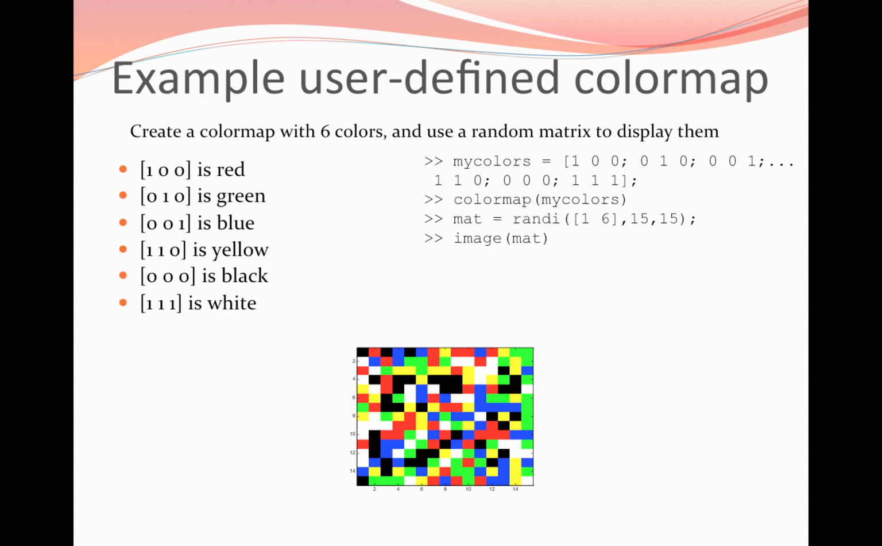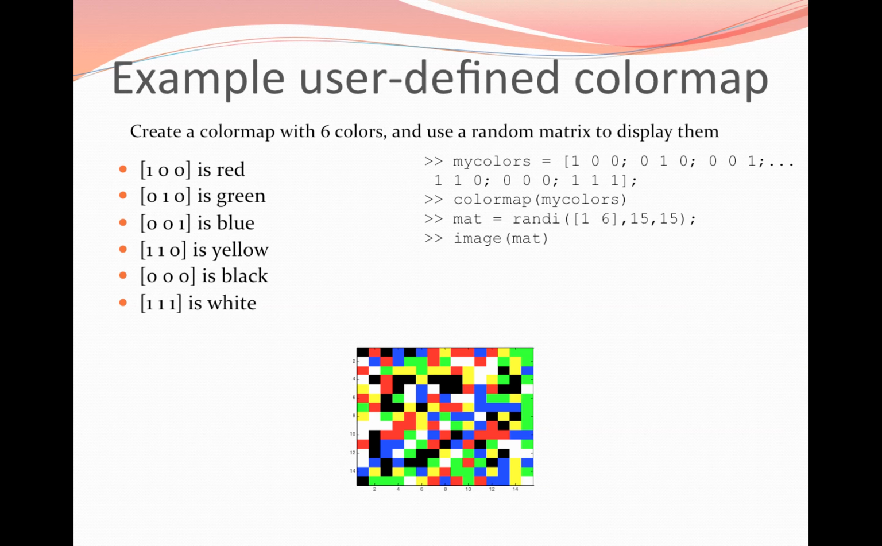We can also create our own color maps. So we can create a p by 3 matrix where p is however many colors we want to have. On the left here, I'm just showing some different colors that you could have. 1 0 0 is full red, 0 1 0 is the brightest possible green, 0 0 1 is blue, and then combinations, 1 1 0 is actually yellow. The absence of any color whatsoever, 0 0 0, is black.